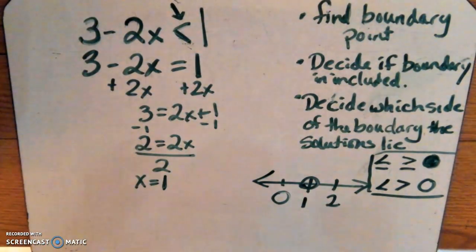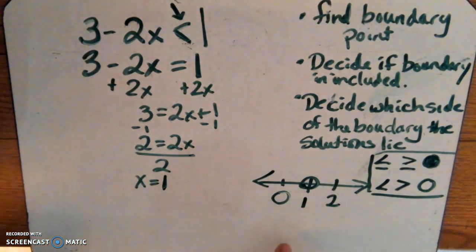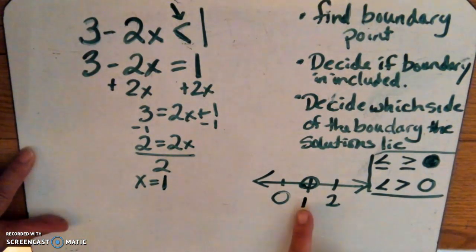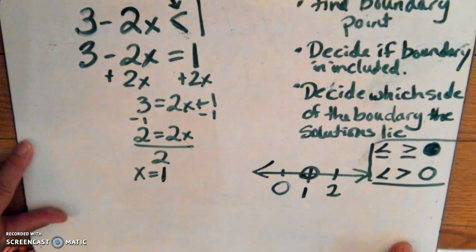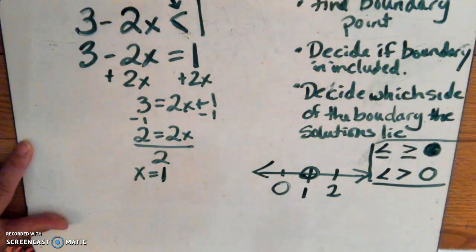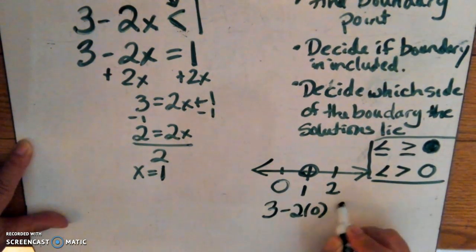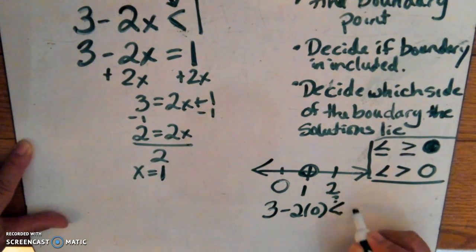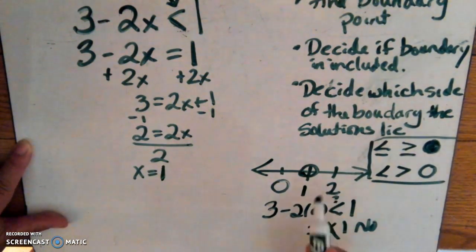Well, the way that I do that is I'm going to pick one of these points, and I can actually pick both to test it, but I want to pick one of these points, because either the solutions are all going to be above 1 or all below 1. So I like to pick the easy one, and I'm going to pick 0, and I'm just going to plug it into the inequality. If 0 is a solution, it would make this inequality true. So I take 3 minus 2 times 0. I'm really asking the question, is that less than 1? Well, 3 minus 0 is 3. Is 3 less than 1? No.